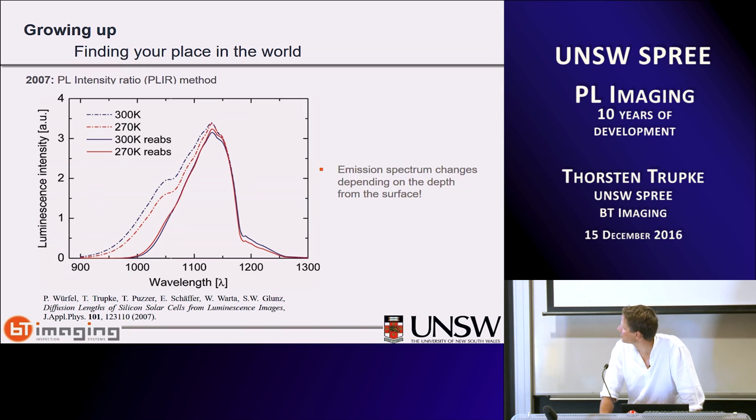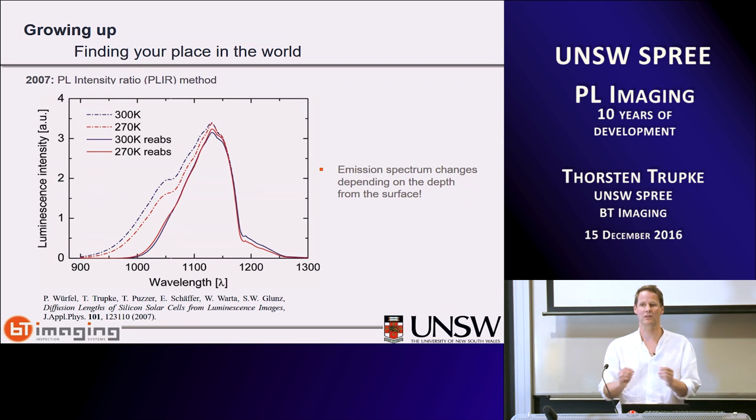So how do we do this? Bernard has developed the so-called photoluminescence intensity ratio method. So what you see here, if we just concentrate on the measurements at 300 Kelvin, the two blue lines, you can see that if we look at a luminescence emission from the surface, which is shown as the dotted line, and compare it with the emission of a photon that comes from, say, 1 millimeter depth, we can see that the spectrum is essentially the same at long wavelengths, but it changes quite a bit at short wavelengths, and that is because of reabsorption.